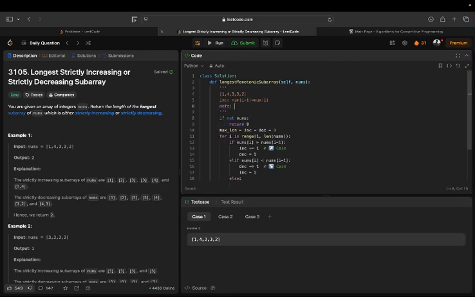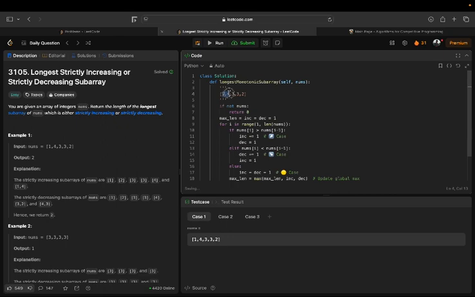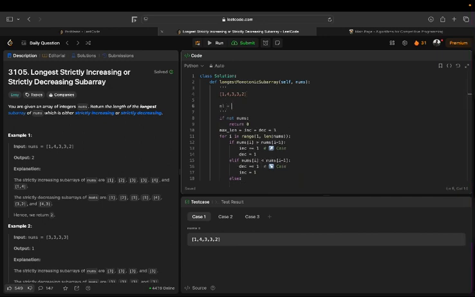And for decreasing, num[i-1] should always be greater than num[i]. It cannot be equal, right? If it is equal, then it is not strictly increasing. Now in this example we can consider this as strictly increasing, so currently the maximum length is 2. Now take this example, this is strictly decreasing but the length is 2, so the maximum length will be 2.